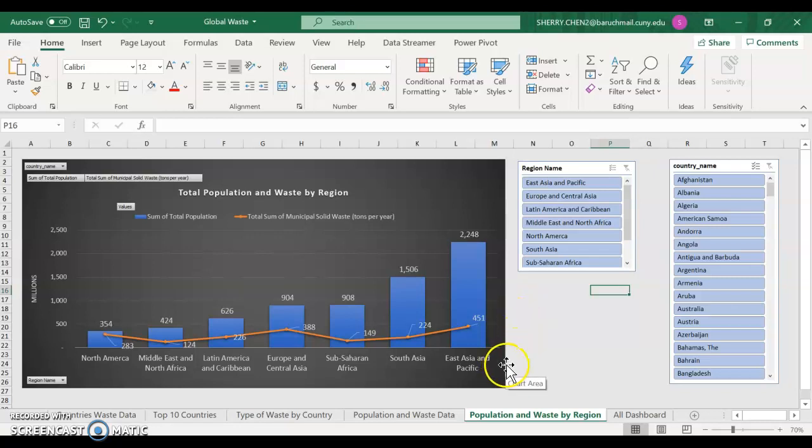East Asia and Pacific, which includes China, and also South Asia, which includes India, encompass the two most populated countries in the world. As for Europe and Central Asia, the total population is 904 million, with 388 million tons of waste produced every year. As for Sub-Saharan Africa, the population is 908 million, and it produces 149 million tons of waste per year. According to my analysis, although the African region has a greater population than Europe and Central Asia, it produces less than half the waste.